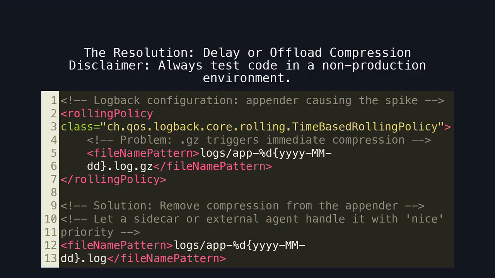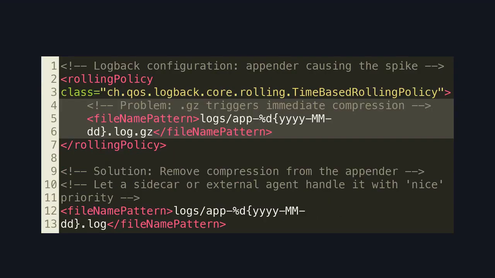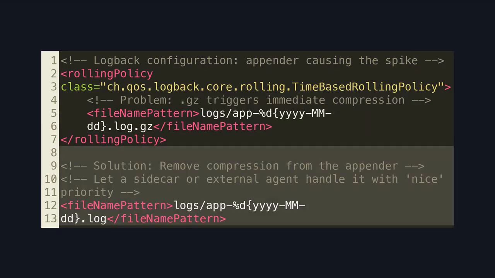The resolution: delay or offload compression. Disclaimer: always test code in a non-production environment. If your file pattern ends in .gz, Logback will attempt to compress the file immediately upon rotation within the JVM process. For large files, this is a performance killer. We remove the .gz extension. We let the JVM simply rename the file, which is instant. We then configure an external process, like a sidecar, to compress old logs using nice -n 19 gzip, which ensures the compression only uses spare CPU cycles and yields to the application.